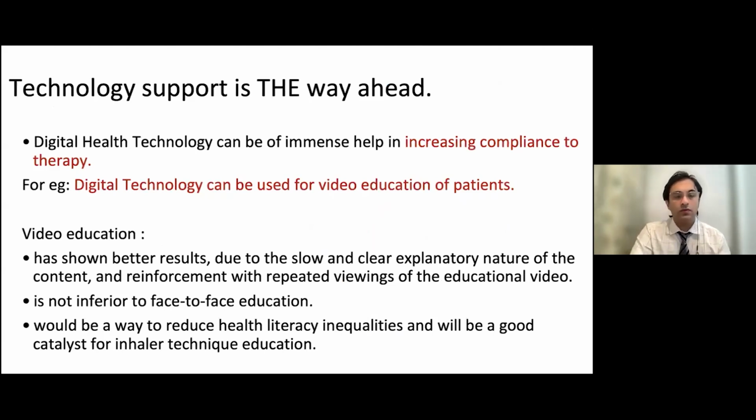No matter what we say, people are going to visit YouTube to check whether your knowledge is correct. When you say do physiotherapy, visit a physiotherapist, they will still go to YouTube and check what is diaphragmatic breathing, what you have written. So digital technology can be of immense help, and here we should use it to increase the compliance for therapy.